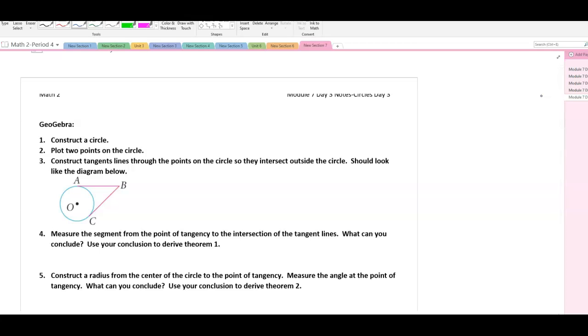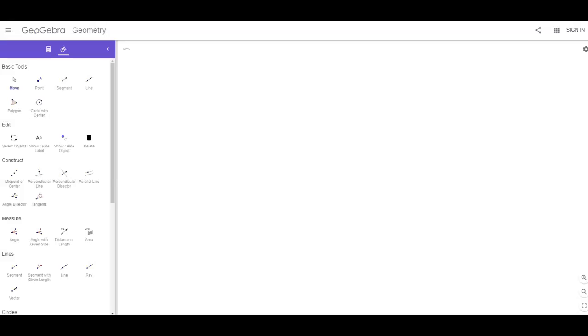Okay, so we're actually going to go to GeoGebra and kind of work with this to show you. So first thing we're going to do is construct a circle and basically plot 2 points and construct tangent lines to the circle. And then we're going to have the tangent lines intersect outside the circle. And then we're going to end up drawing a radius in to see what happens here.